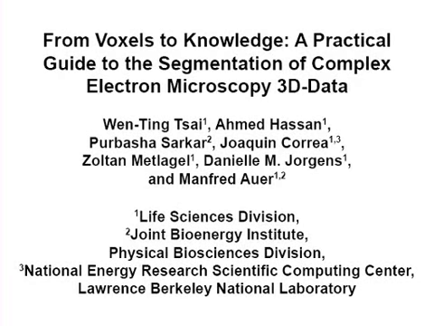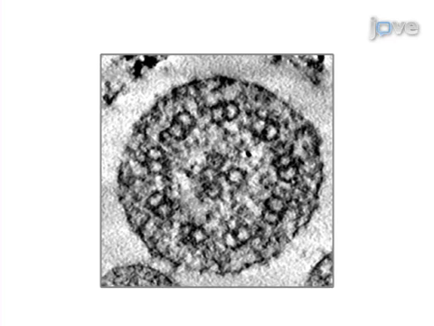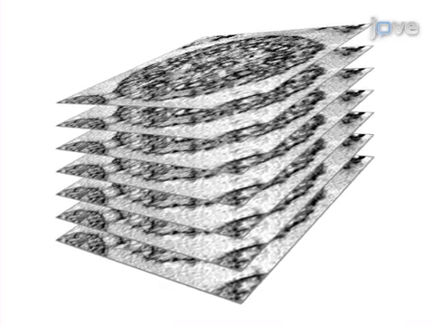The overall goal of the following experiment is to segment features of interest from complex 3D electron microscopy data sets of cells and tissues for analysis of their 3D organization. This is achieved by collecting a data set consisting of individual electron microscopy images. The raw 2D data is then reconstructed into a 3D volume and filtered to reduce noise and enhance the features of interest.